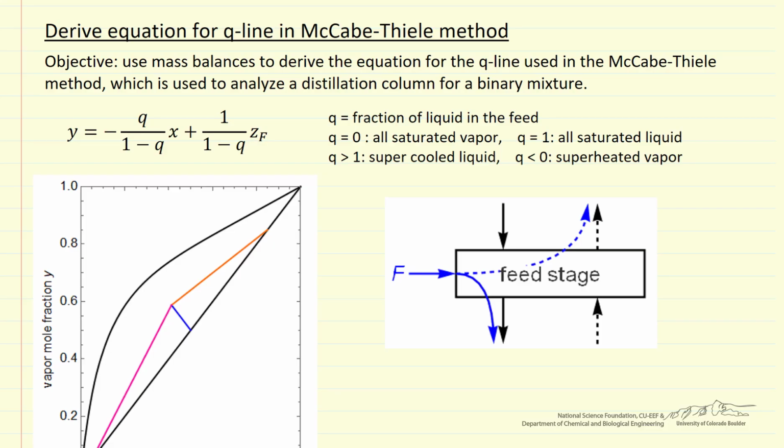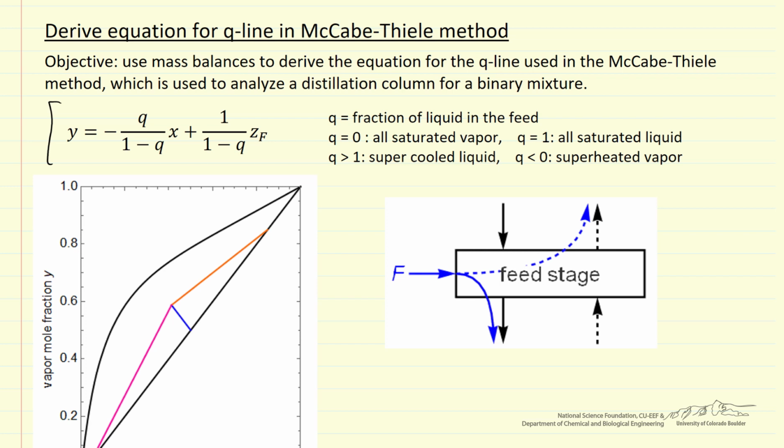When we use the McCabe-Thiele method to determine the number of equilibrium stages in a distillation column, we end up with this equation that relates Y, the vapor mole fraction, and X, the liquid mole fraction, to Q, where Q is the quality as defined for a distillation column. It's the fraction of the liquid in the feed.